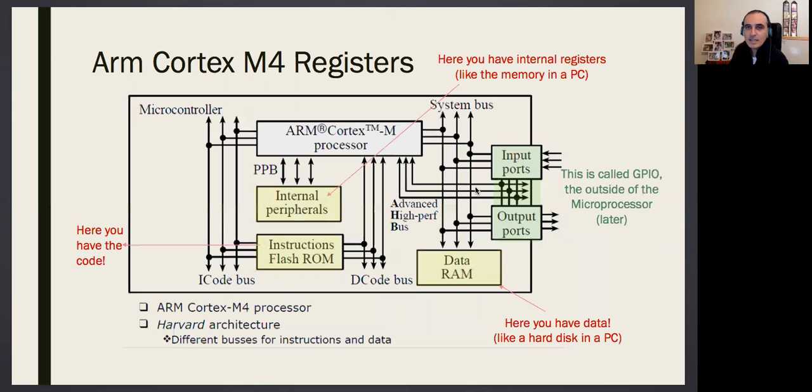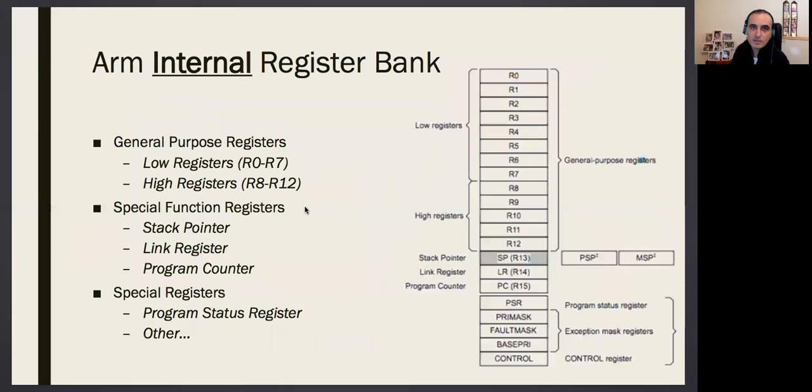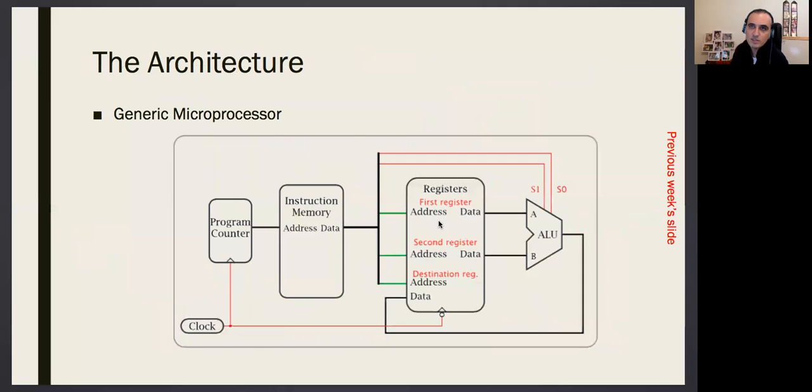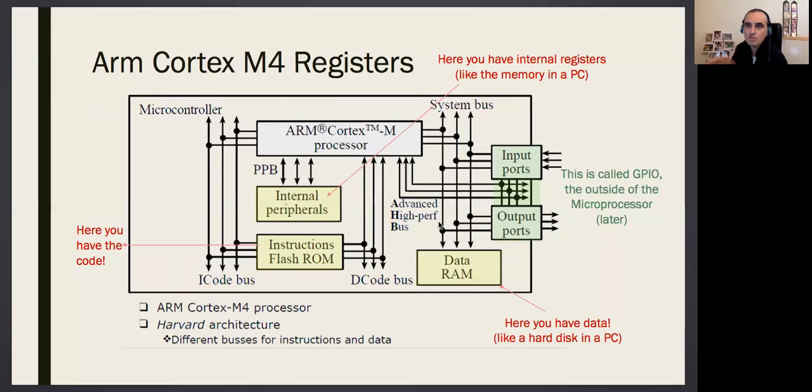And after seeing this generic design, we switched to the actual Cortex M4 microprocessor that we are going to use. We said that we are going to use this design. For example, the internal peripherals correspond to registers here. So we just understood this architecture.